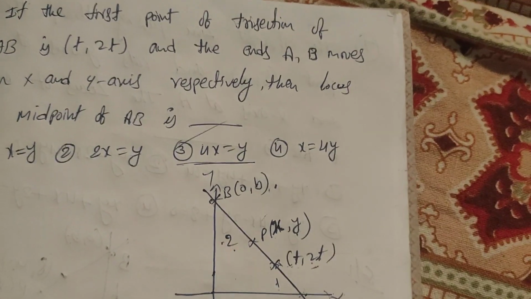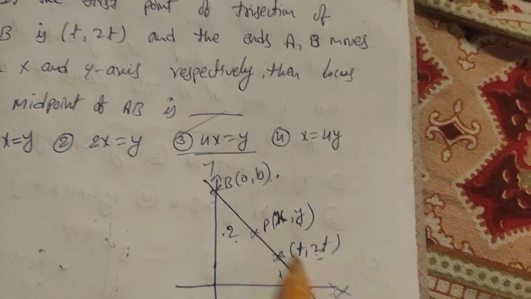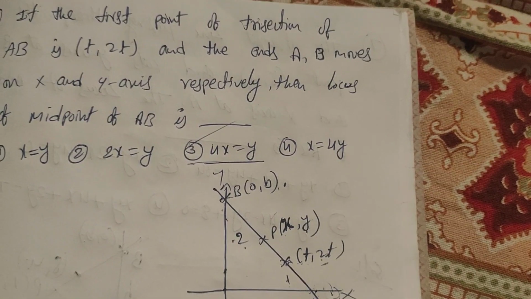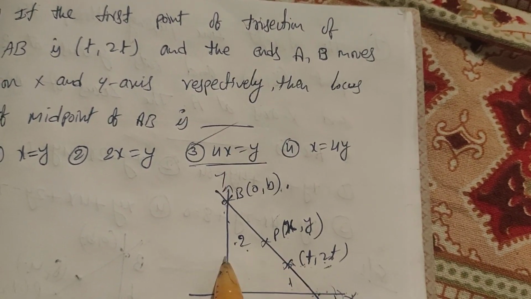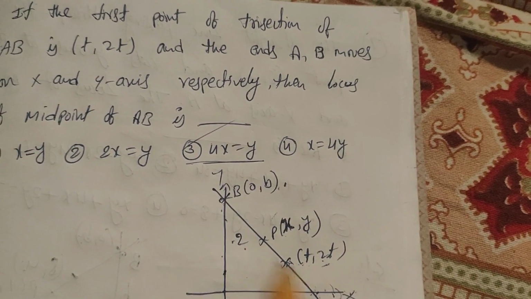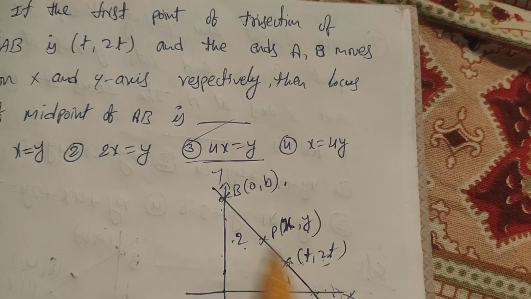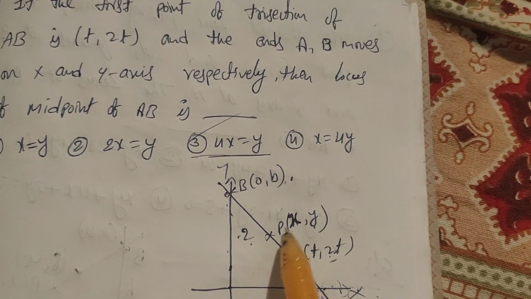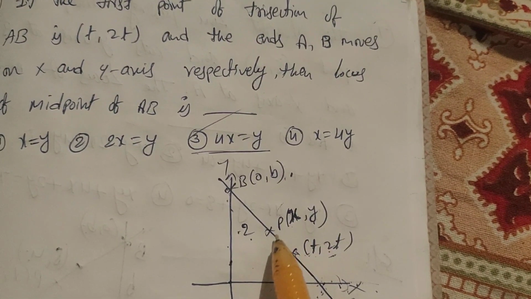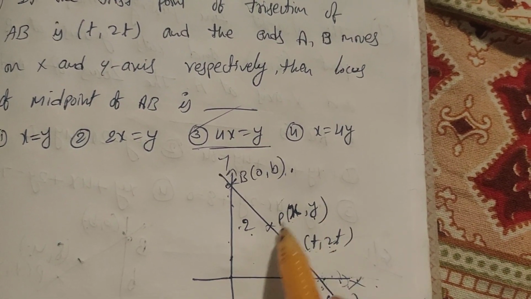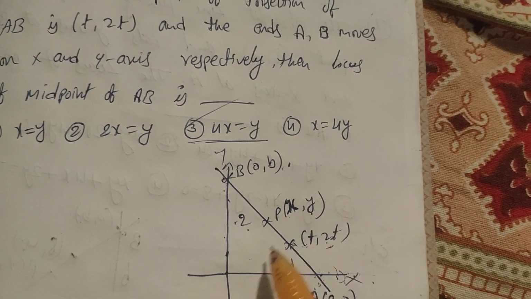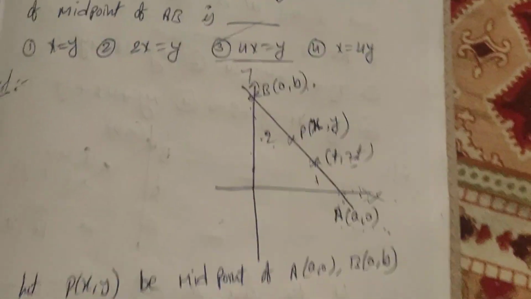That means here A, B are not fixed points, so A may be here and here. If you take one more line here, A may be here, B may be here. You get infinitely many line segments based on this. So according to that, you will get different midpoints, and those are also not fixed. So now we have to find those lines' midpoints. That means we have to find the locus of P.